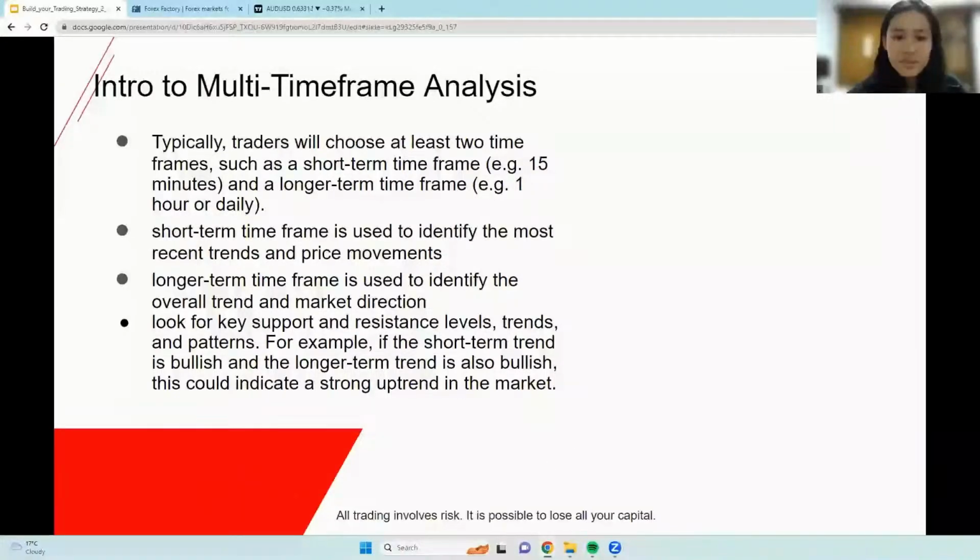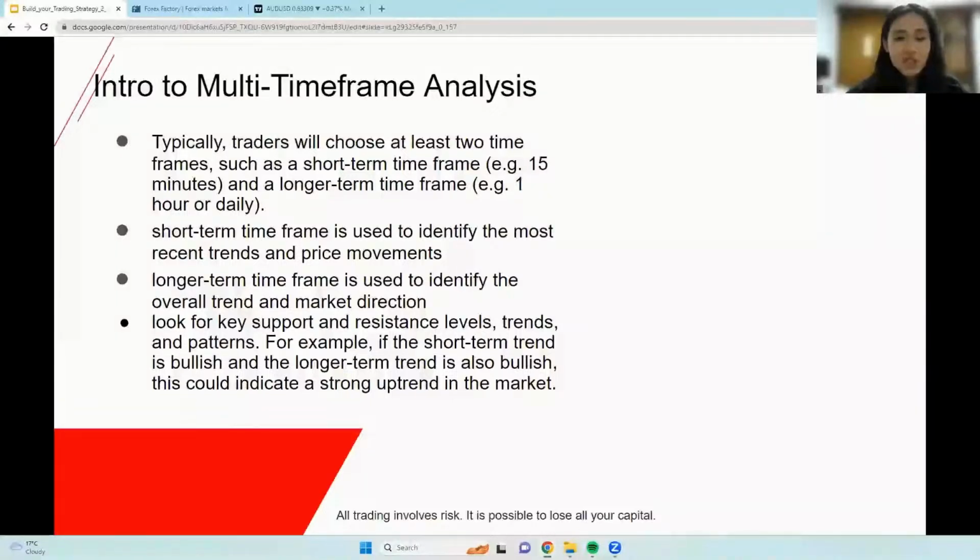Okay, so here's just a brief intro into multiple time frame analysis, since we are briefly talking a bit about time frames. So the multi-time frame analysis is a trading strategy that involves analyzing the market from multiple time frames, like I mentioned earlier. So this, as a beginner trader or even as an expert trader, it basically helps you to get a better understanding of the market and make more informed trading decisions.